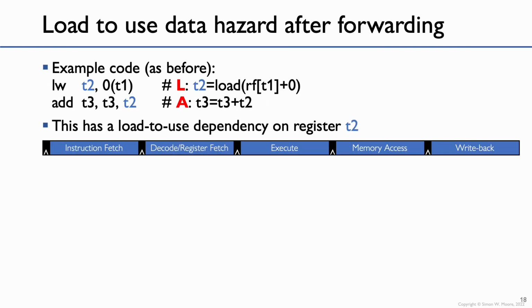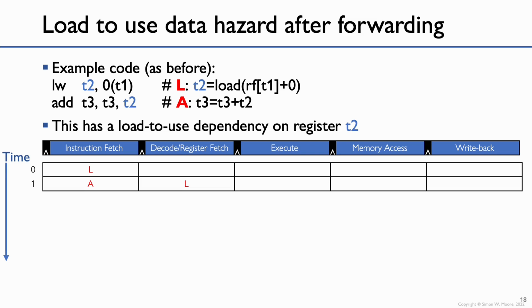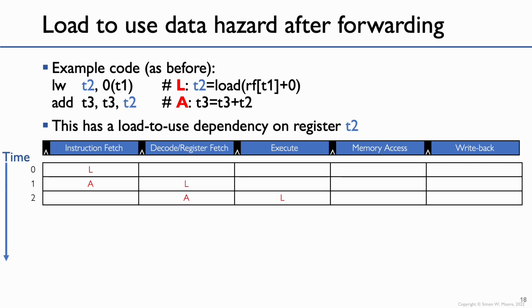So exactly the same problem as before, we've got a dependency on T2. As before, over time we're going to fetch the load instruction, that proceeds down the pipeline. We also fetch add, and they proceed down the pipeline together until we get to this point, at which point we still haven't actually managed to load the new value. So we've still got to stall A. We can't get around that.